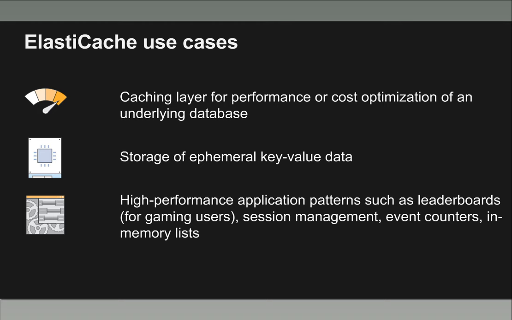So as Balaji mentioned about how you can use a NoSQL data store like DynamoDB, which is disk-based, you can use the same data store, but use ElastiCache in front of DynamoDB in order to improve your Amazon DynamoDB performance by caching all the data with an ElastiCache layer in front. So ElastiCache has various use cases, not only in terms of improving your database read performance, but also using it as an ephemeral key-value data store as well. Namely for high performance application patterns such as leaderboards, session management, event counters, and so forth.